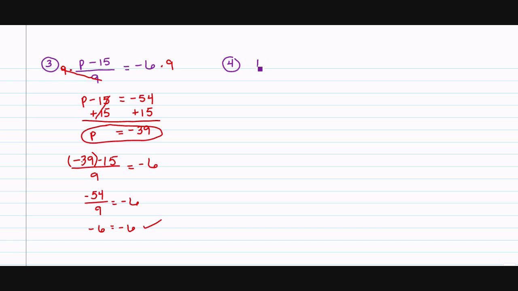Number 4. K minus 12 divided by 5 equals 4. Now you can think of this as working the problem backwards. I'm doing all the opposite operations to work the problem backwards. K minus 12 is divided by 5. The opposite of division is multiplication. So I'm going to multiply by 5. That cancels out, leaving me with K minus 12 equals 4 times 5 is 20.